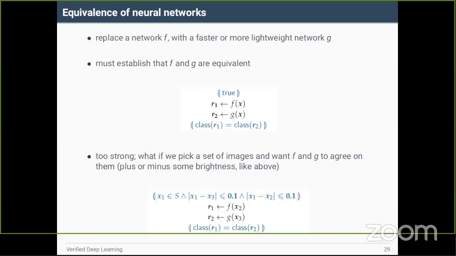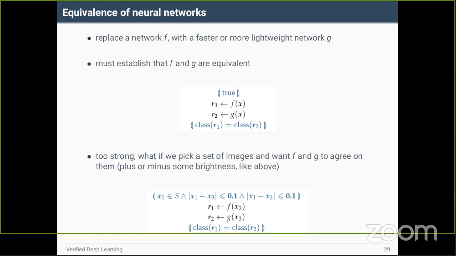So now we know this way of specifying properties as precondition, postcondition, and as a Hoare triple. So what can we do now? Let's look at a few more examples. Let's say we want to find out the equivalence of neural networks. We have a neural network F, and let's say we have constructed a faster or more lightweight network G, and we want to replace F by G. But before we replace it, we must check that F and G are equivalent.